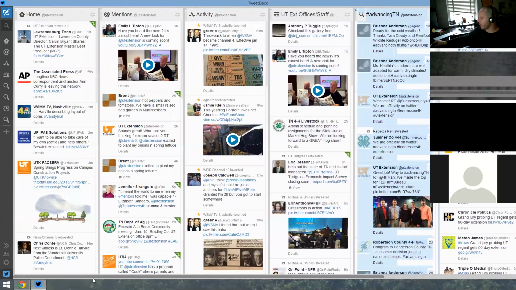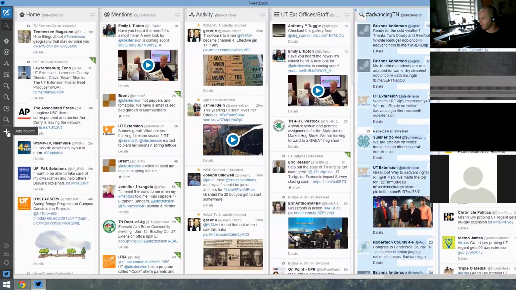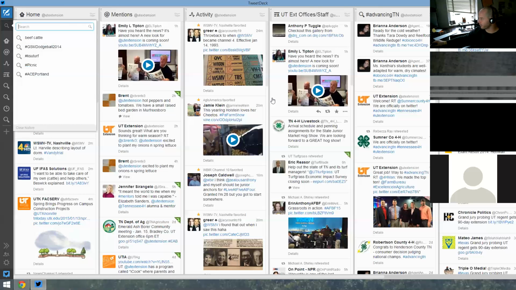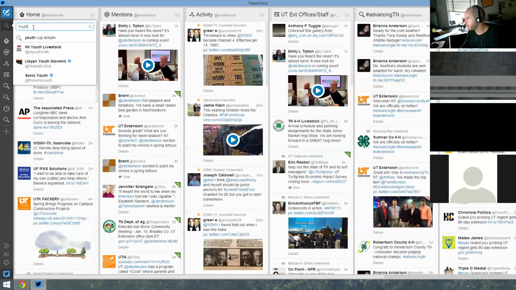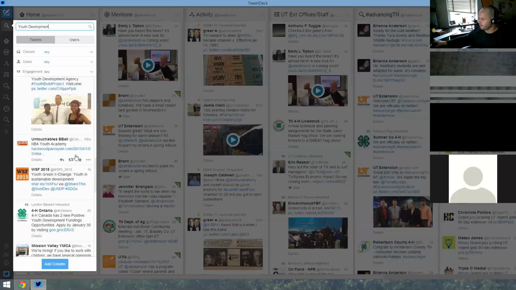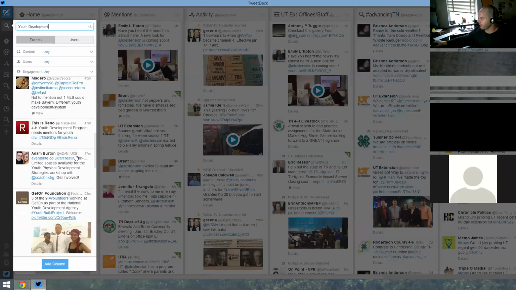So moving on here, you can add columns. Just like on Hootsuite, we had a last column where we could add stuff. On TweetDeck, we just click on the plus symbol. We decide what we want to add. You can add any one of these things. And then let's just say that I want to click the search. And I will type in a search, youth development. And when I do that and I press enter, then it's going to give me a list here of youth development items, tweets when the words youth and development were used.